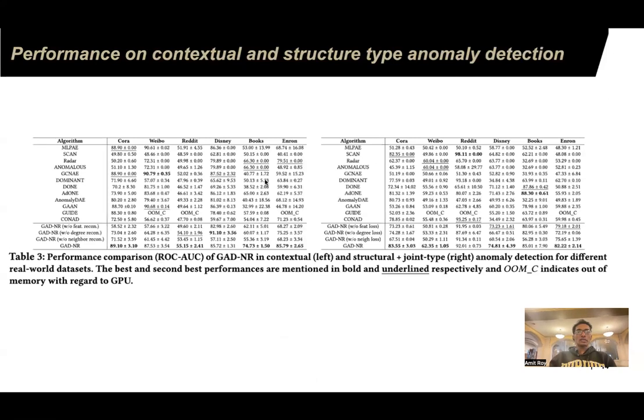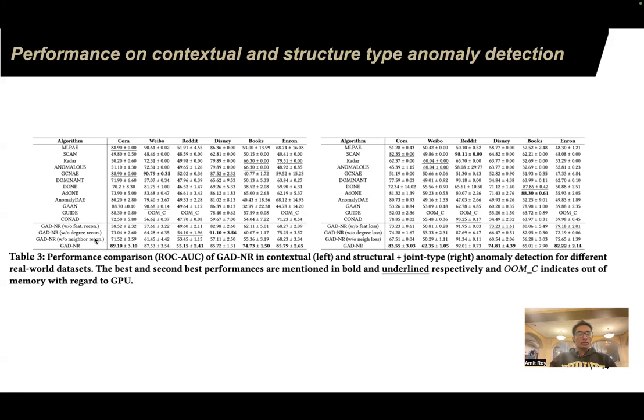And then we present the performance of GAD-NR in contextual and structure type, that is structural and joint type anomaly detection. And we can see that GAD-NR can perform well in almost 4 datasets in contextual anomaly detection, and almost all datasets in structural anomaly detection.